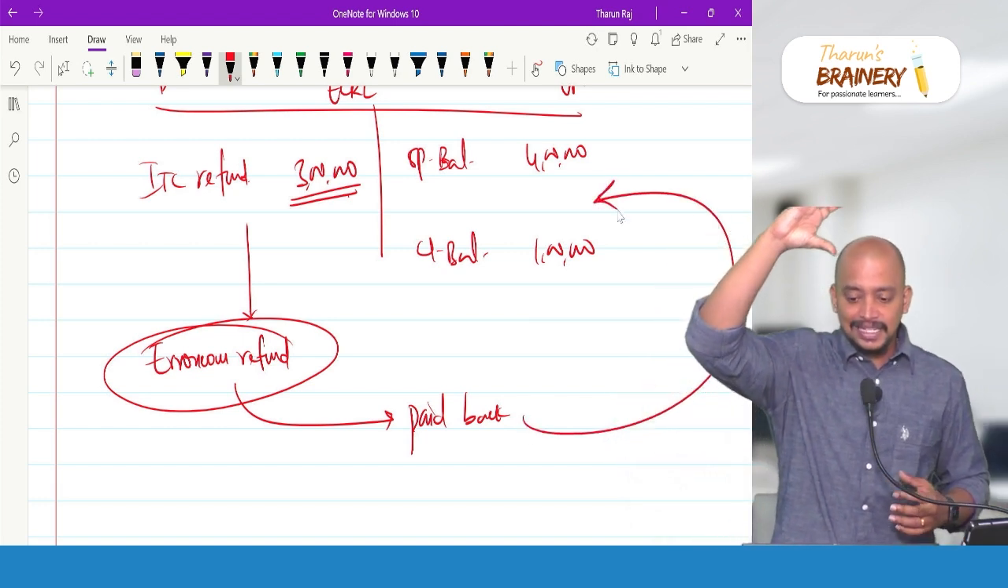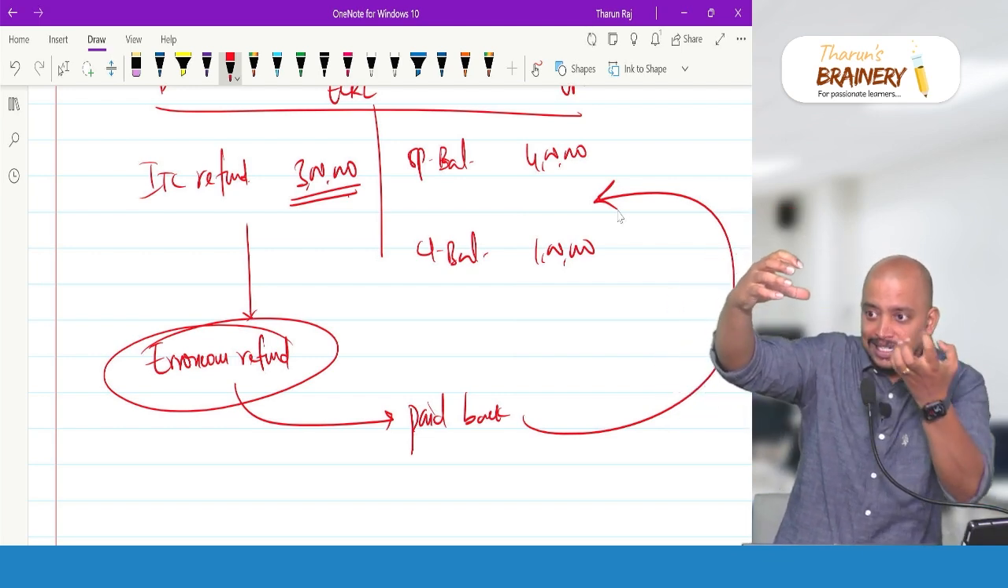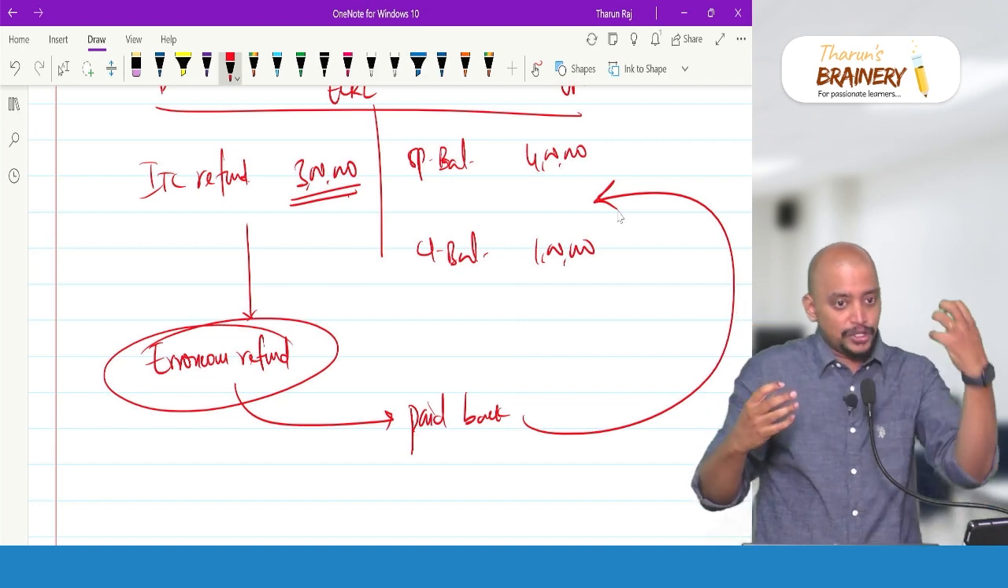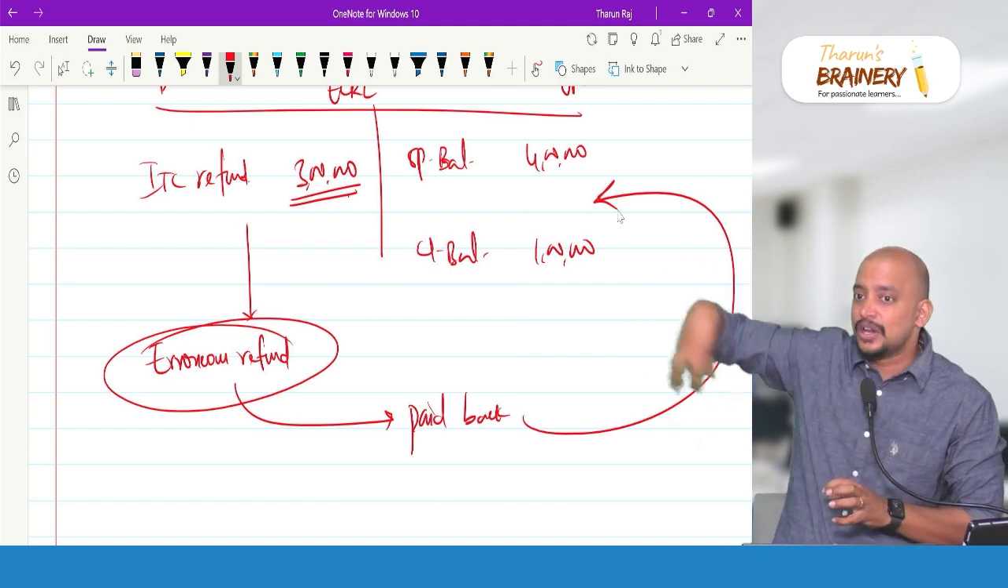Sir, in the credit ledger there was 4 lakhs. You claimed 3 lakhs as a refund. So that much amount in the credit ledger has come down. Now it came into your bank account. From your bank account, you are again paying back to the government because it is an erroneous refund.